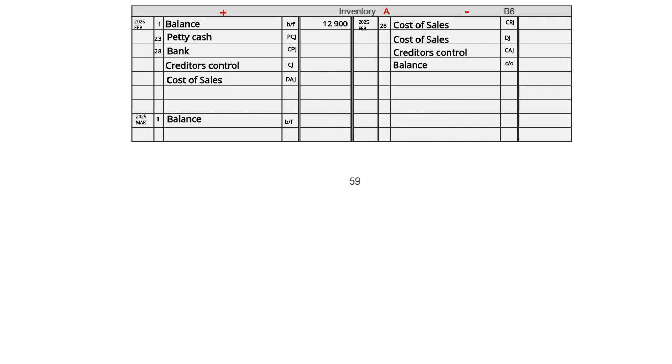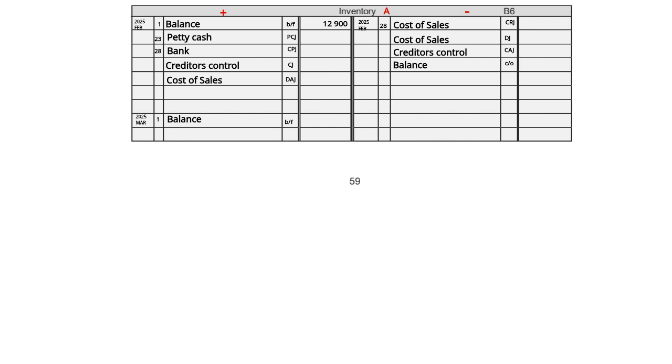Then on the credit side, cost of sales goes hand in hand with inventory. So CRJ, DJ is influenced on the credit side. That's when we sell stock on credit to a debtor. CRJ is when we sell stock for cash. CAJ is when faulty stock was returned that we previously purchased on credit.